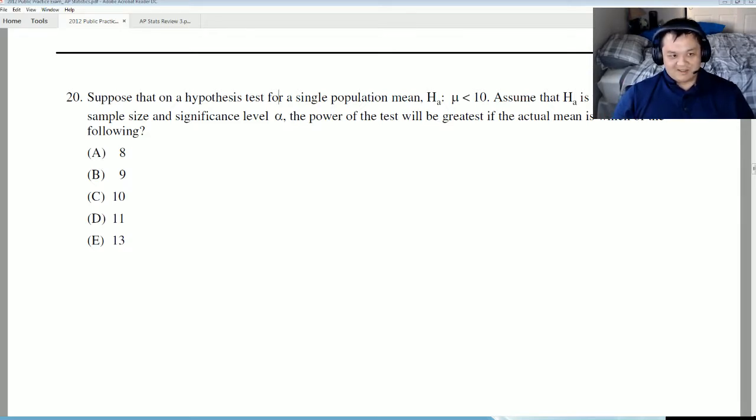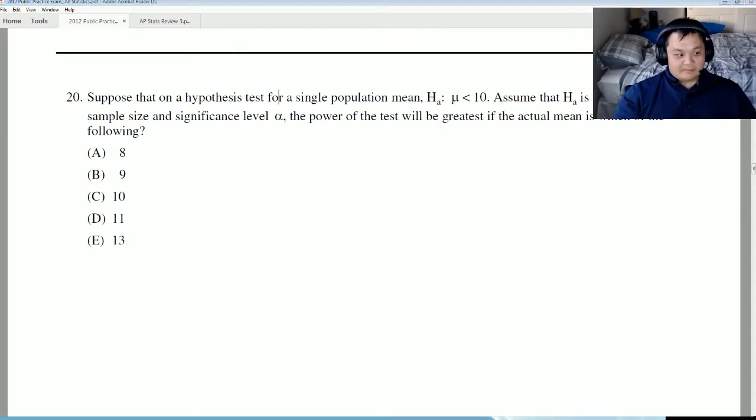Okay. And also, it has to be in the direction of the HA, right? It can't be larger. Correct. And also, you can increase power by decreasing the significance level. Yes, but by increasing alpha. Again, that was in the picture I sent you a long time ago.